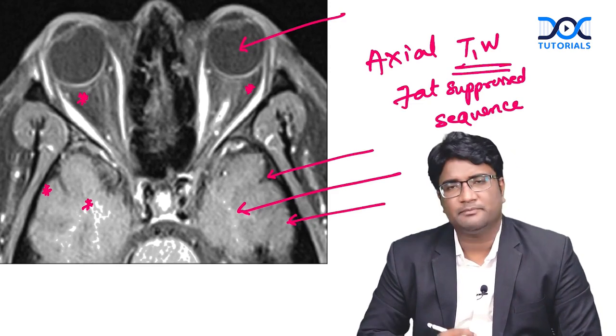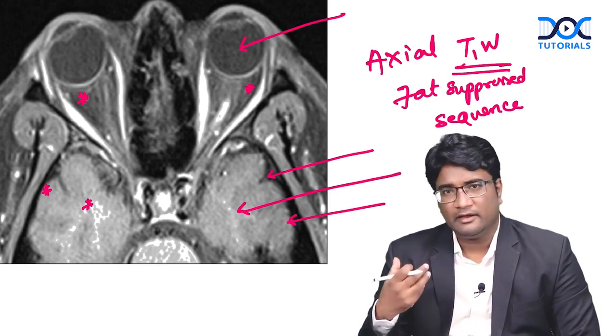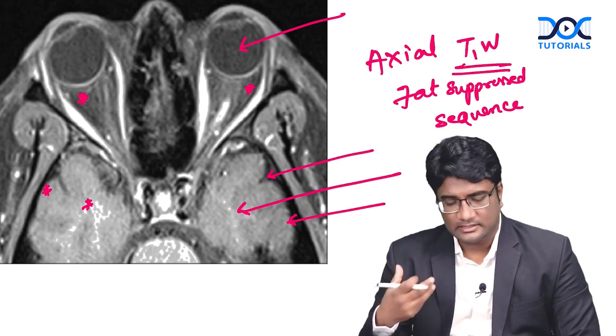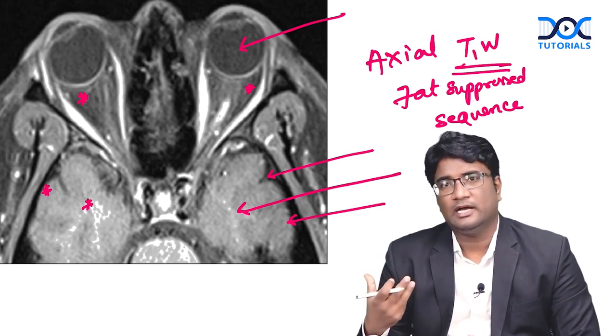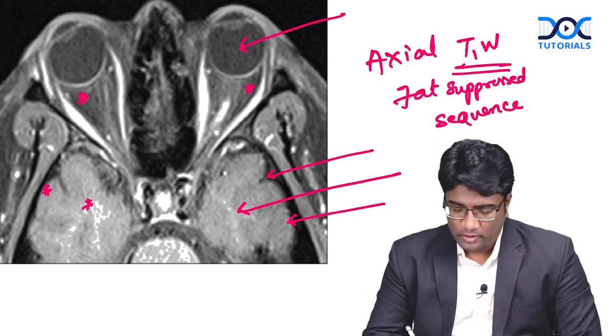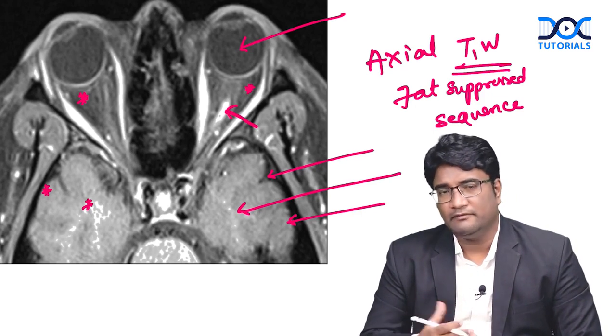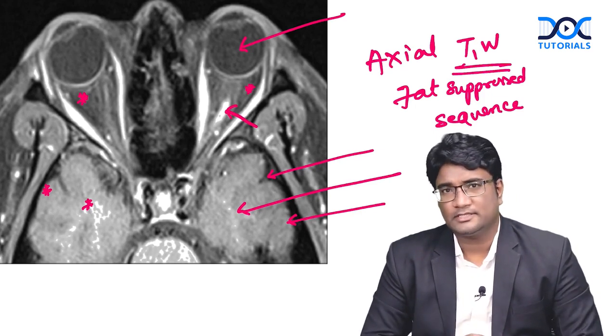And we need fat suppression so that any edema or inflammation can be better seen, right? If it is not done, there will be so much background whiteness or background hyperintensity that you may miss small edemas. So to visualize this kind of enhancement, to visualize the edema in the optic nerve, it is better to go for fat suppressed sequences.